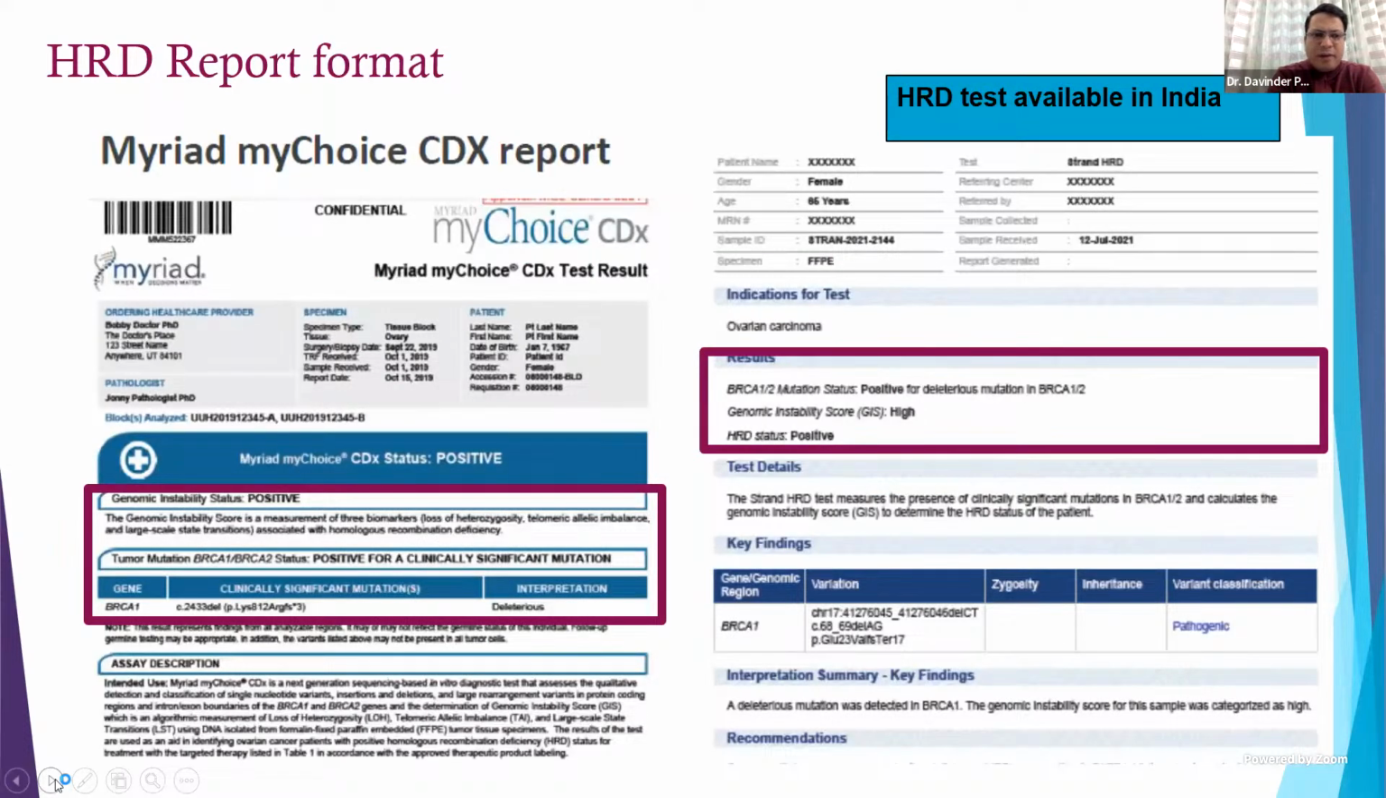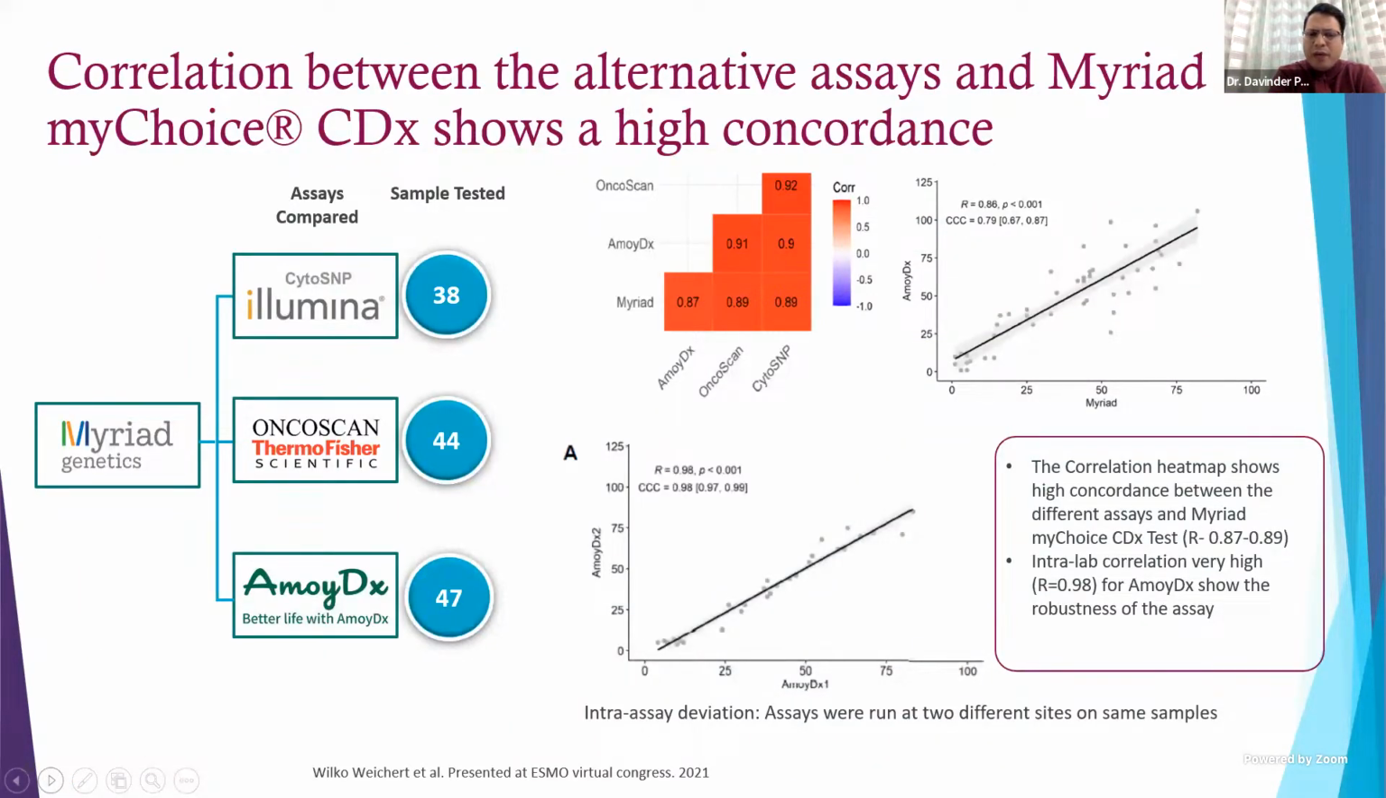So this is the Myriad classical HRD reporting. You can see they give all the scoring, whether it's HRD positive or negative, and they also give the status of the somatic BRCA also. Next slide. So multiple other tests have also been taken, and they have all been shown to correlate with the Myriad test, and they have shown a high rate of concordance between all these tests also. Next slide.